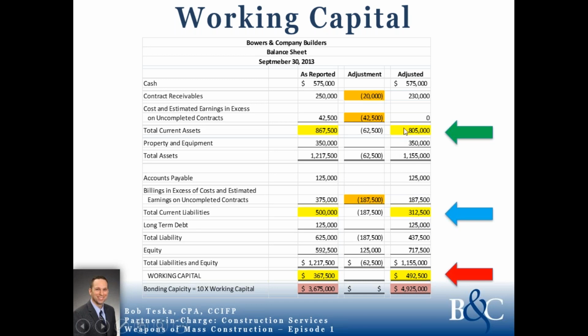Now, when you take our current assets of $805,000 minus our current liabilities of $312,500, we get working capital of $492,500. Still using the 10 times case. Now our bonding capacity is $4.9 million in comparison to the $3.6 million that we did have before adjustments were made. So our bonding capacity has gone up by about $1.3 million. Now, depending on what made up the balance sheet, the adjustments could actually drive the bonding capacity down. But in this case, it would have driven it up. So we're going to get a bonding line of approximately $5 million.